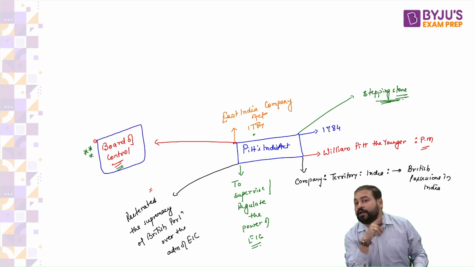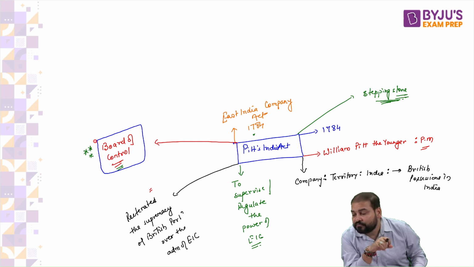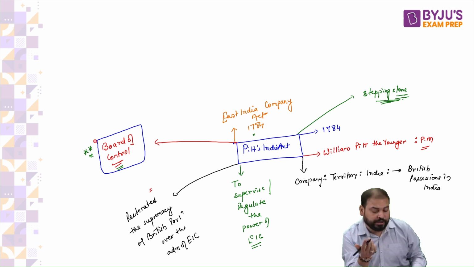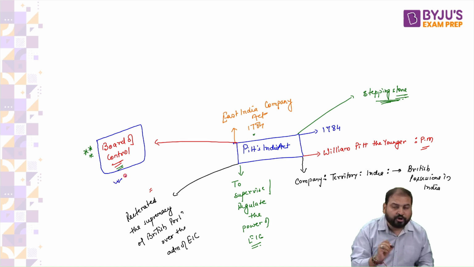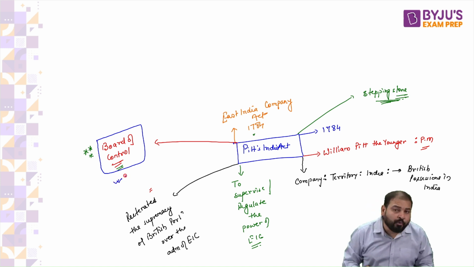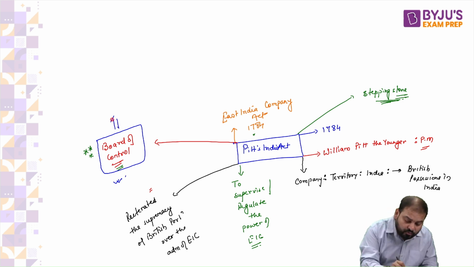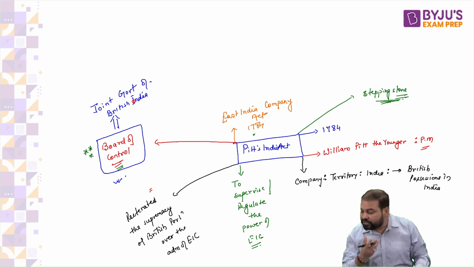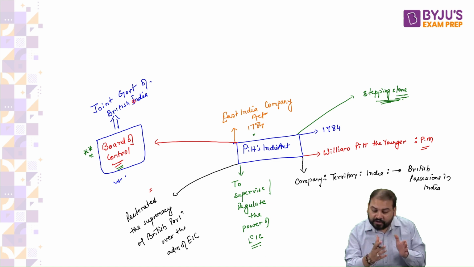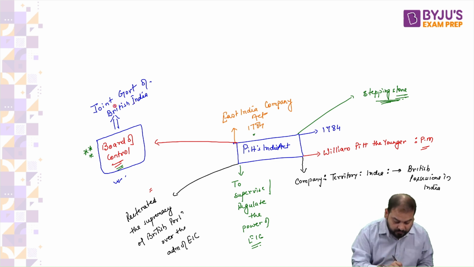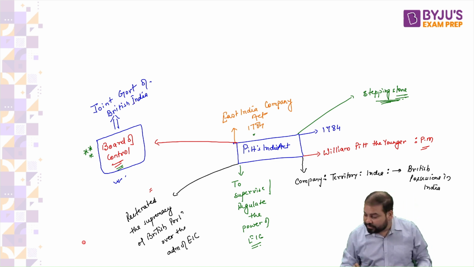Everyone, the last law had the court of directors. Now, along with the court of directors, they also brought a new body which was known as board of control. Through this board of control, what they tried to do was a joint government of British India. Which is the joint government here? Between whom is this government being formed?